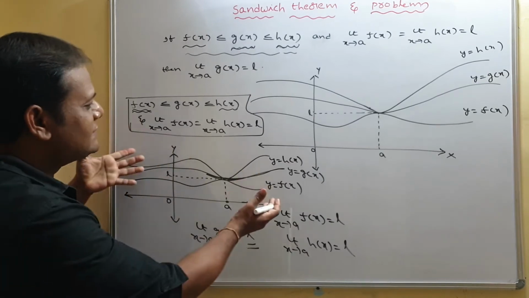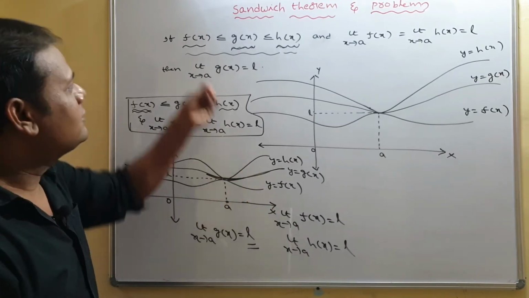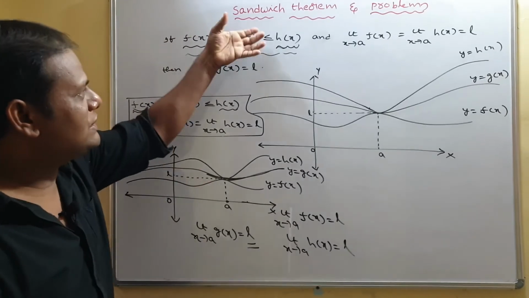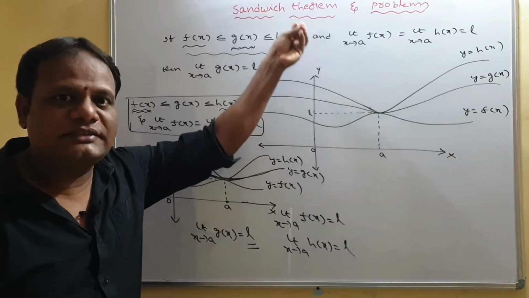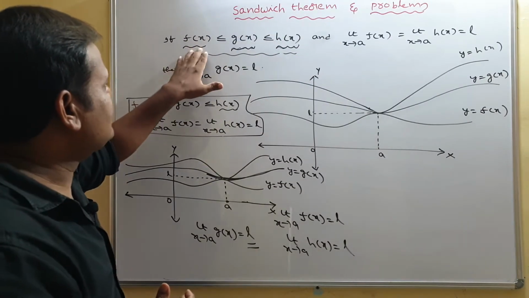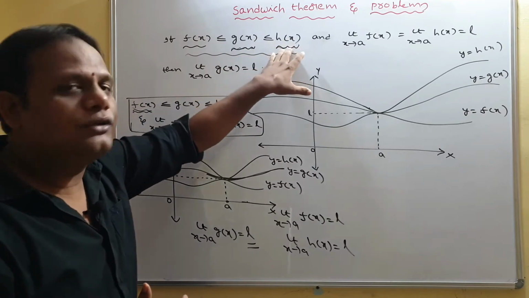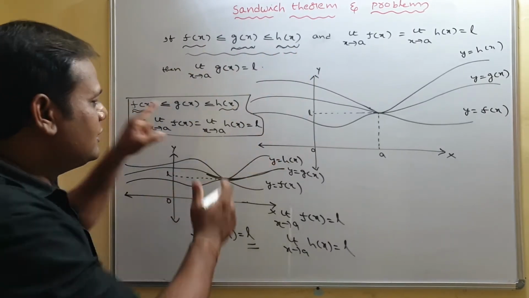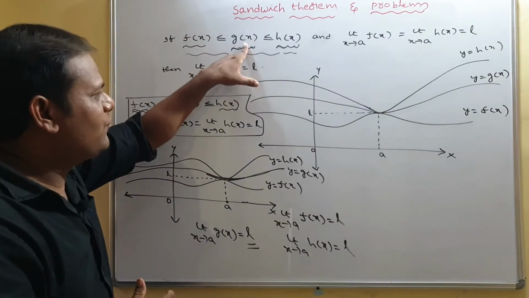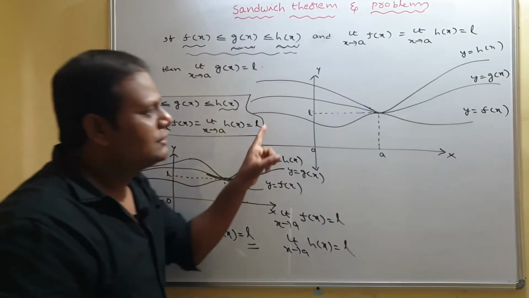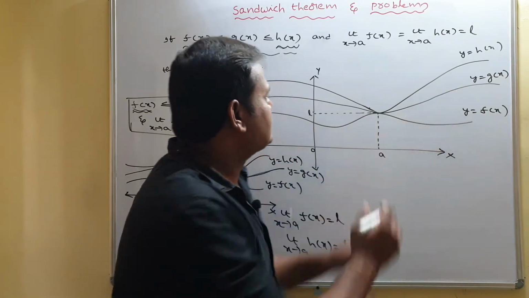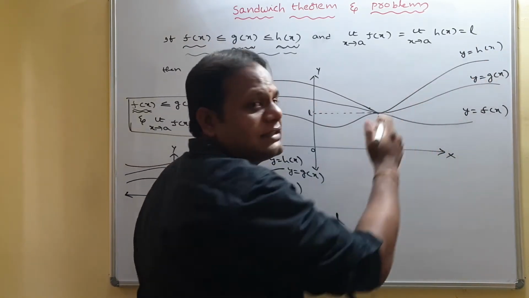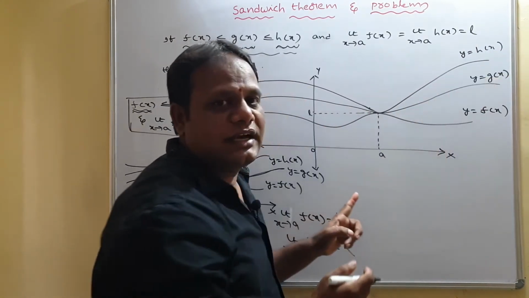So this is the sandwich theorem. I mean, f of x less than or equal to g of x less than or equal to h of x, and limit x tends to a f of x is equal to limit x tends to a h of x equal to L, then limit x tends to a of the middle function is also L. So this is the function f of x, this top one is h of x, and the middle one is g of x.